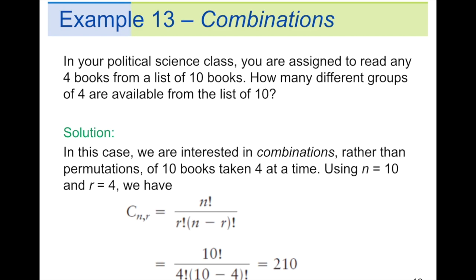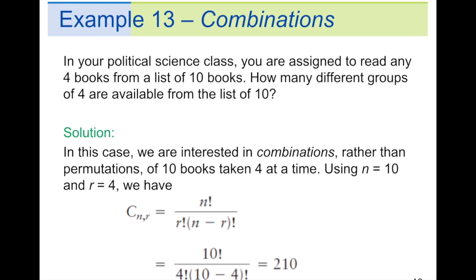In your political science class, you are assigned to read any 4 books from a list of 10 books. How many different groups of 4 are available from the list of 10? In this case, we're interested in combinations rather than permutations. Permutations deal with order; combinations are just how many different groups of 10 books taken 4 at a time.